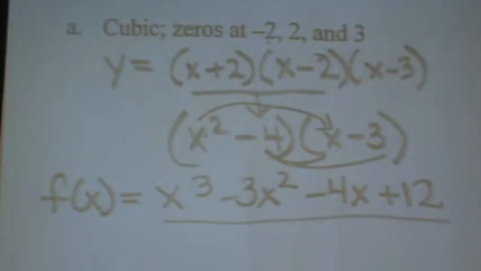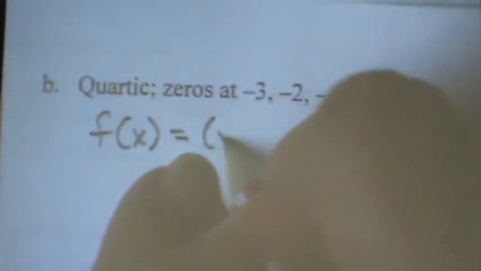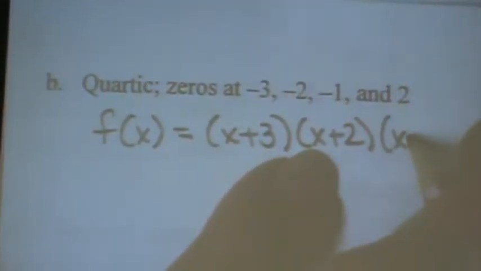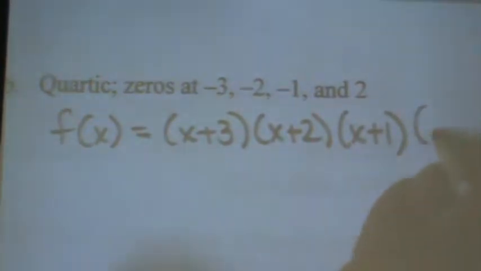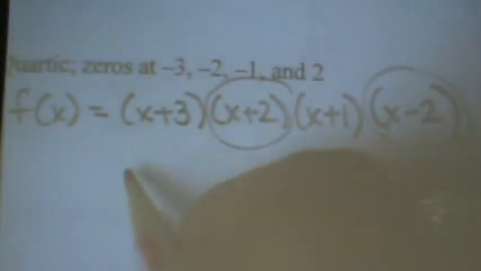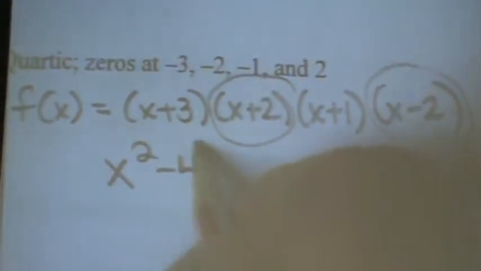We have a quartic function, which means the degree is 4. And these are your zeros. So how would you write this? f of x equals x plus 3, x plus 2, x plus 1, and x minus 2. Now, we have to multiply this whole thing out, let's be smart. Are any two of them easy to do? Yeah, x plus 2, x minus 2. These two right here, if we multiplied them out, what would you get? x squared minus 4, easy?